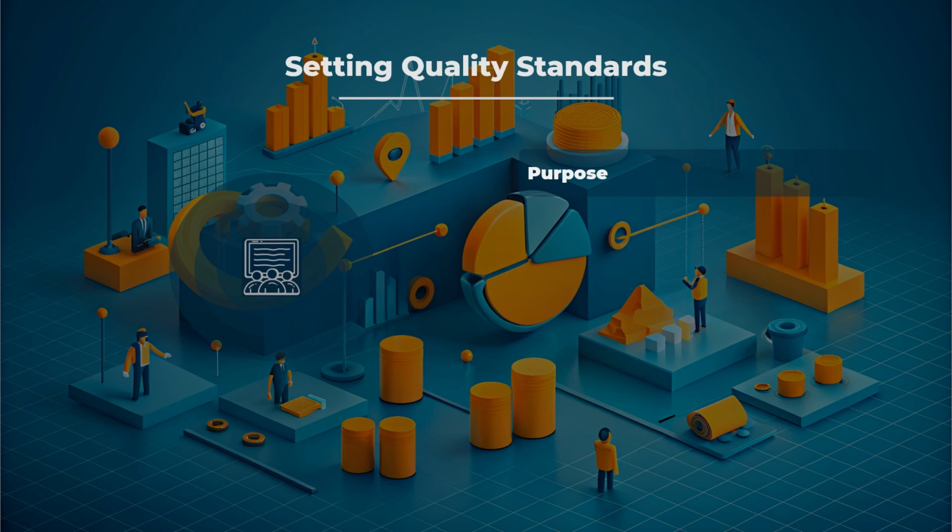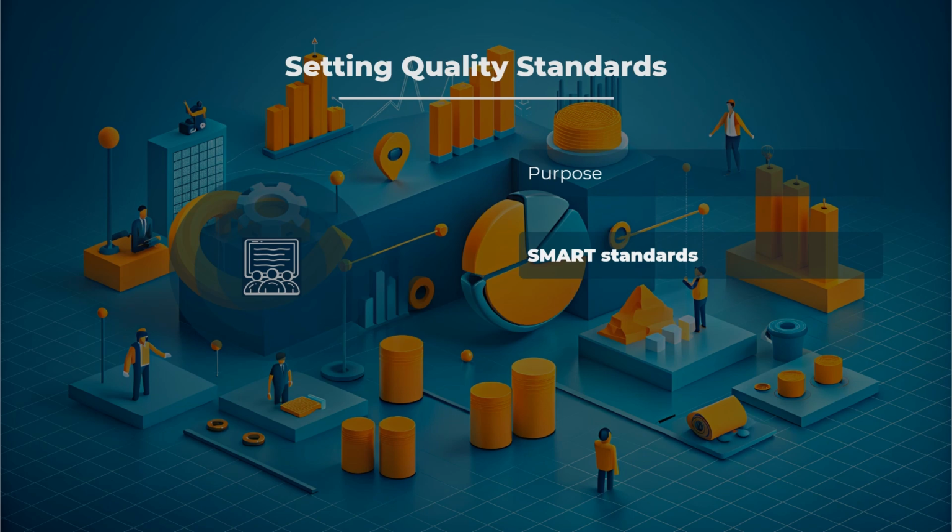Compliance. Standards help in ensuring compliance with regulatory and industry requirements. Customer satisfaction. Meeting quality standards leads to higher customer satisfaction and trust. The primary purpose of quality standards is to ensure that the project deliverables are reliable, meet expectations, and comply with all necessary requirements. Next, let's look at how to set effective quality standards using the SMART criteria.